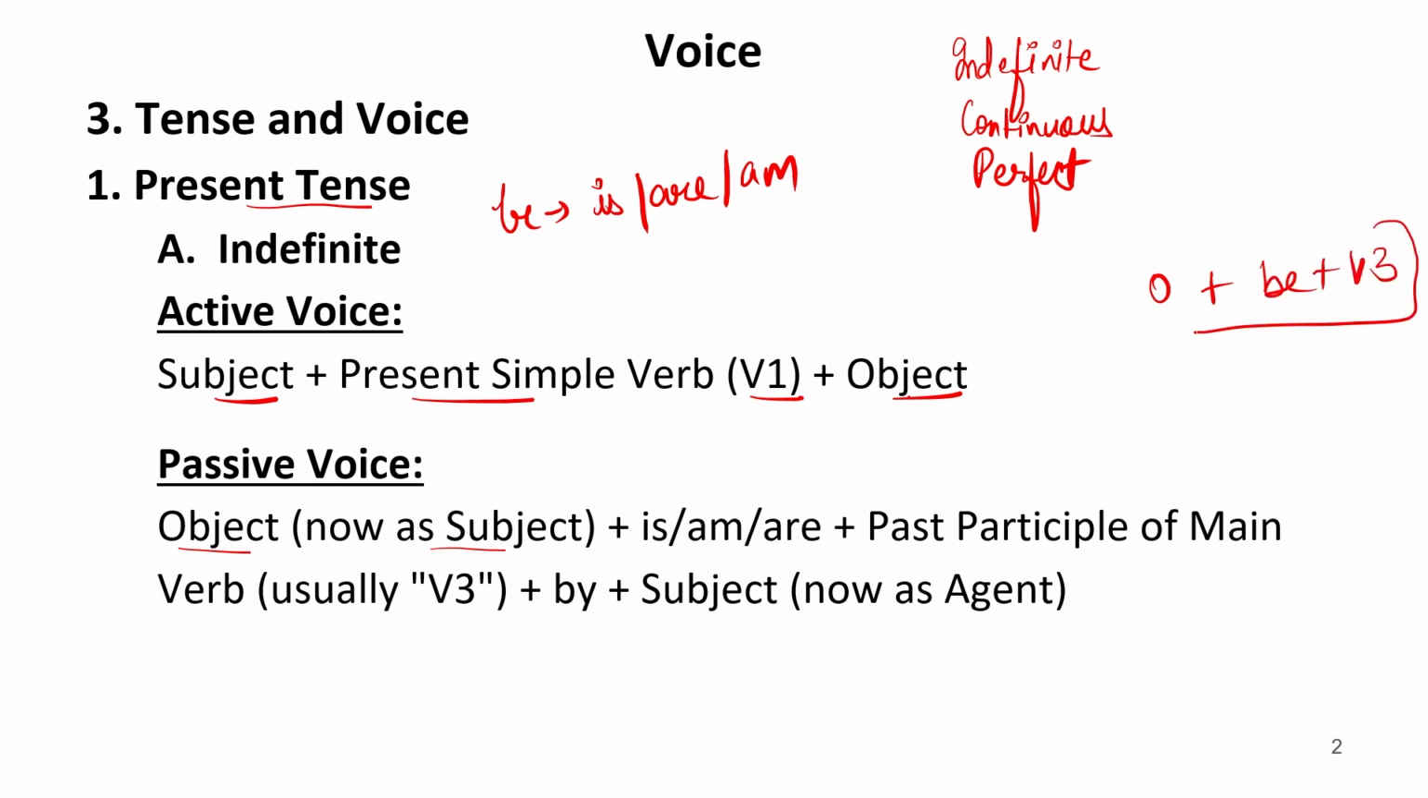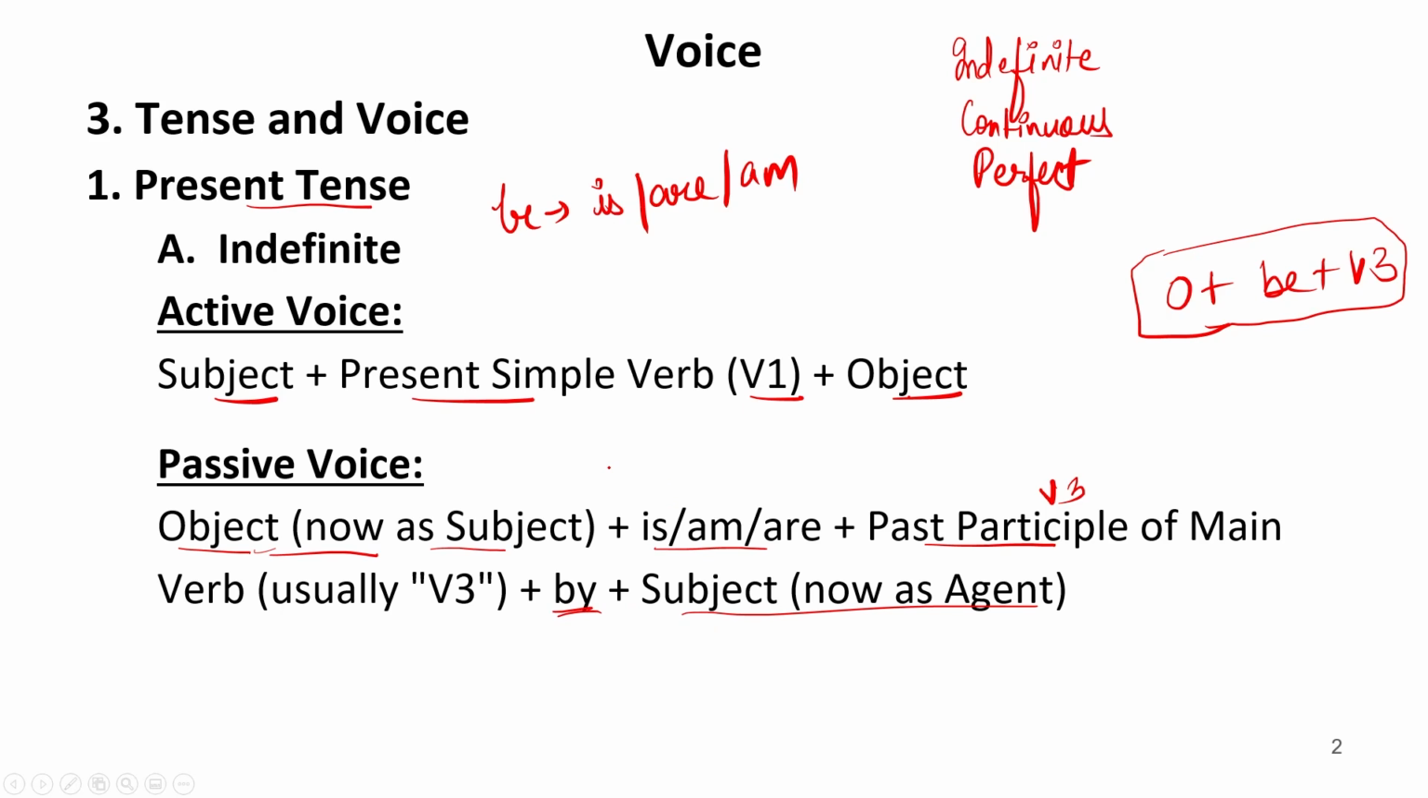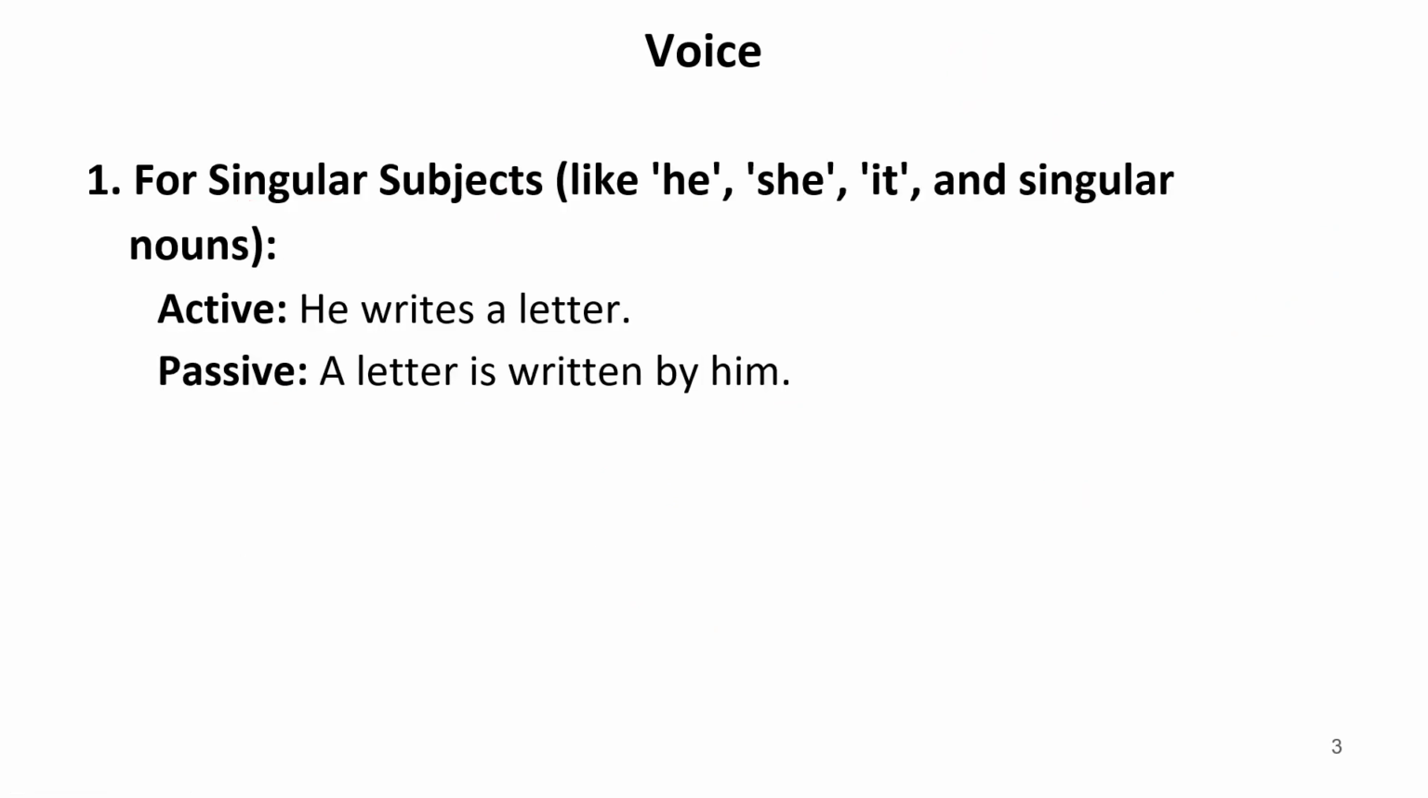Now these are the requirements of a passive voice. Object on the subject place, then we have be, then we have verb third form. So in this case, we have object now as subject, then is, are, or am, then the past participle of the main verb, that is verb third form, and then the subject, now as agent, should be used with the preposition by. Let us see a sentence.